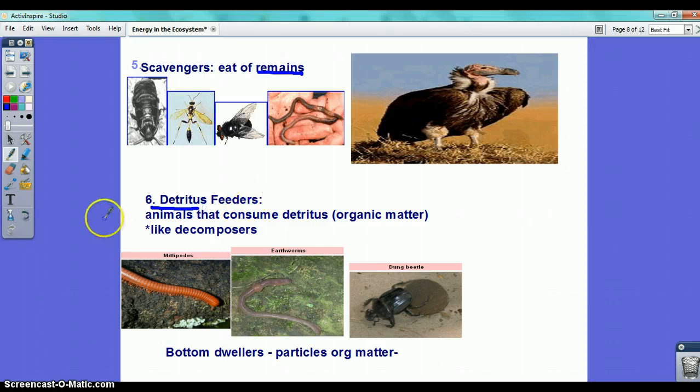Detritivores or detritus feeders are like decomposers because they feed off remains and return the remains to the soil like decomposers, or back to the cycle, I should say. I say soil because most decomposers are found in the bottom, like soil or bottom of the ocean. They're considered bottom dwellers. So they really don't feed off full decomposing waste. They feed more off particles or organic matter that trickles down to the bottom.